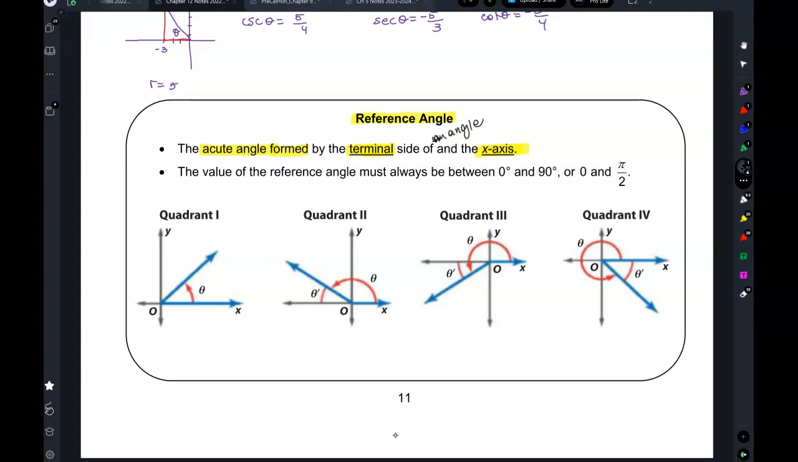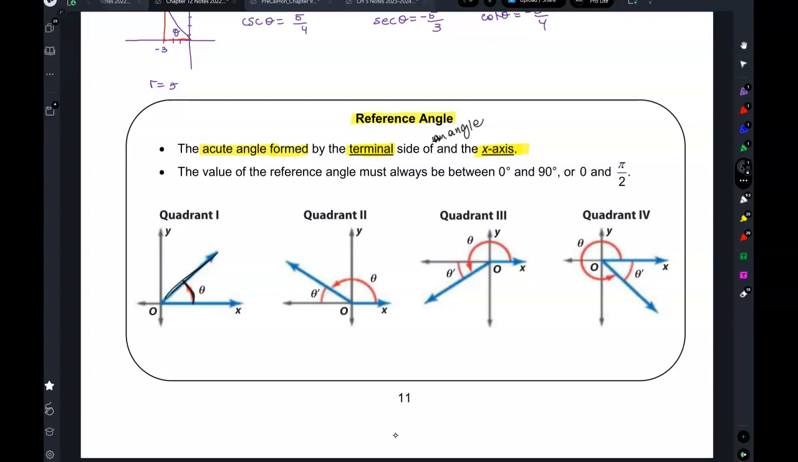Now, take a look here. Suppose you have an angle theta in quadrant 1. This is the terminal side. The angle between the terminal side and the x-axis, that's your reference angle. So in this case, if you have an angle of 50 degrees, 50 degrees is your reference angle. Can the reference angle be 90? No, 0 and 90.